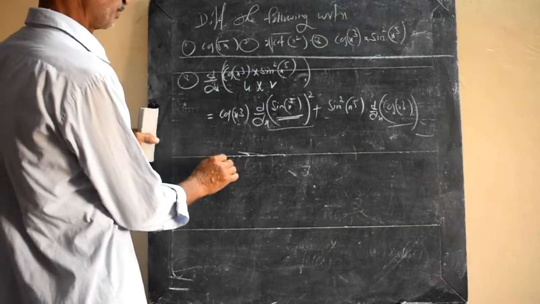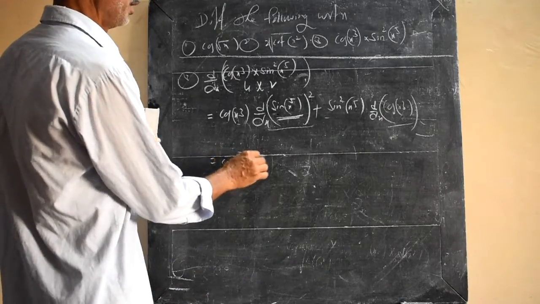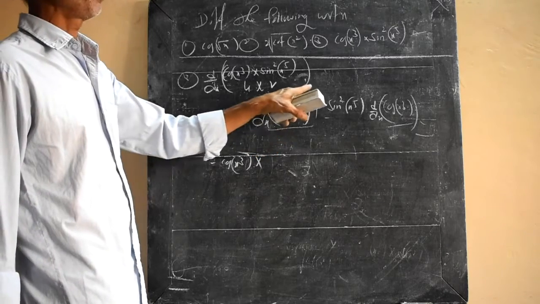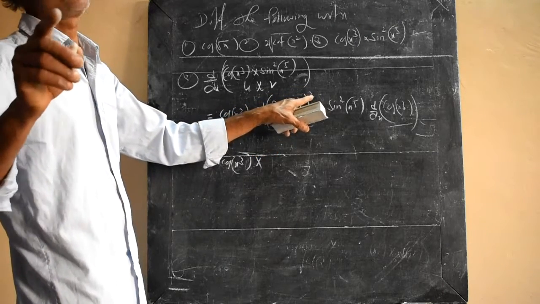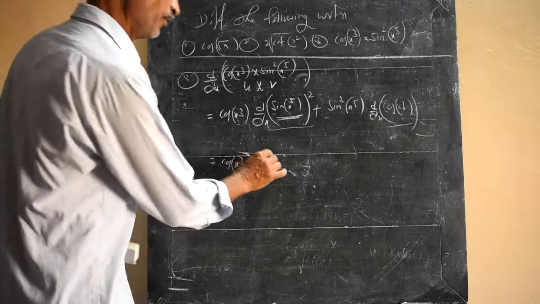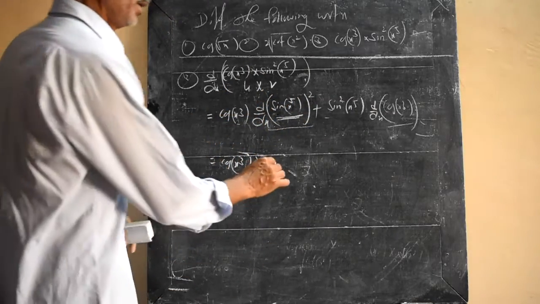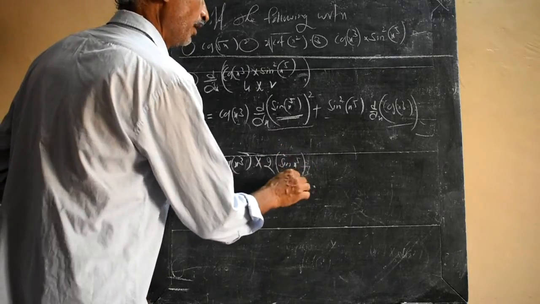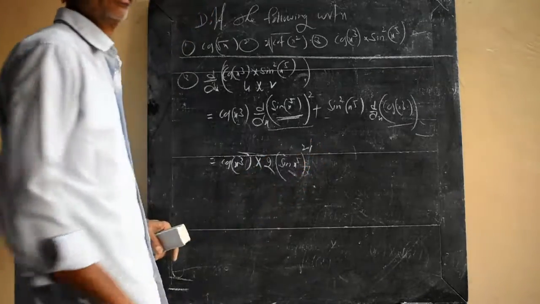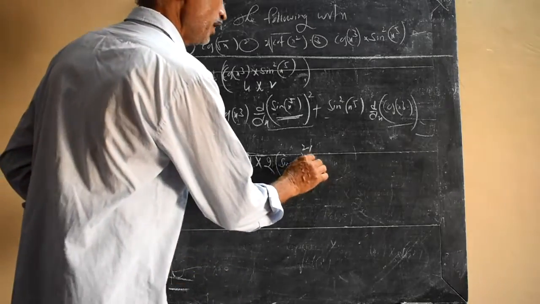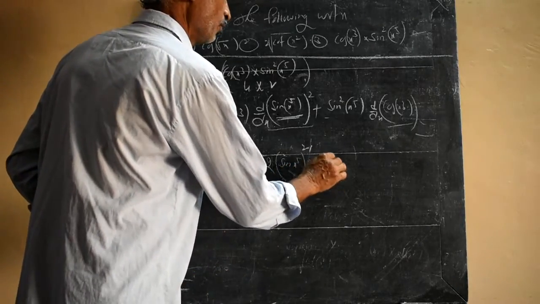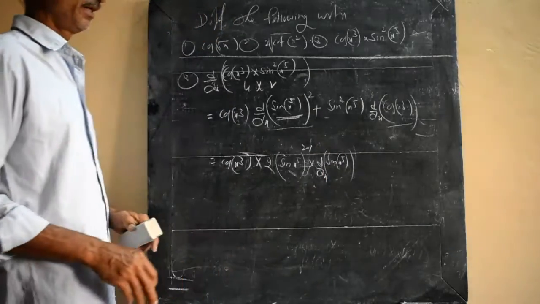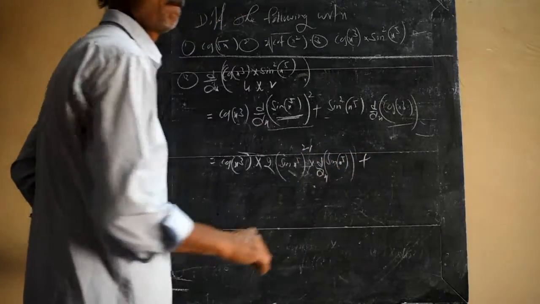That equals cos x cube into... Now just listen to me. It is in the form of f of x raised to n. What is the differentiation of f of x raised to n? n into f of x raised to n minus 1 into d by dx of f of x. Here n is 2, and f of x is sin x raised to 5. So it is 2 into sin x raised to 5, raised to 2 minus 1, into d by dx of f of x, where f of x is sin x raised to 5.